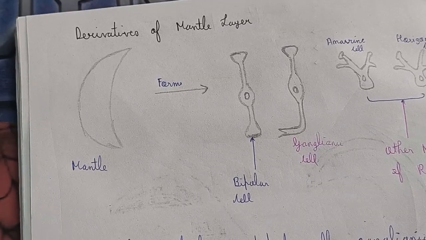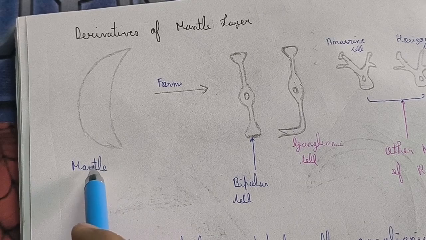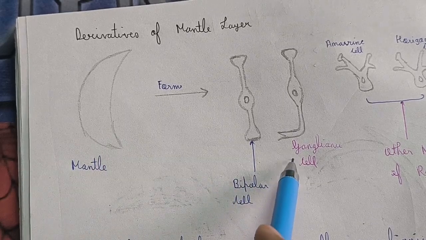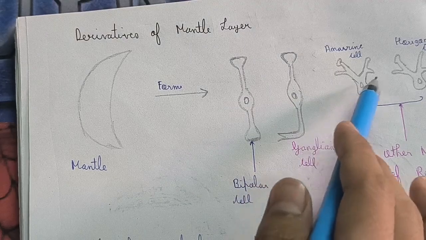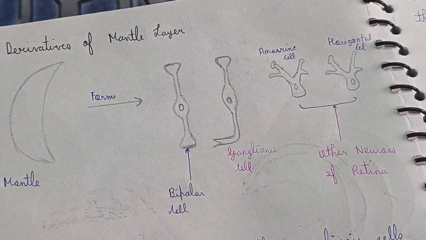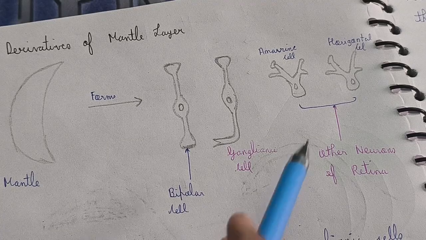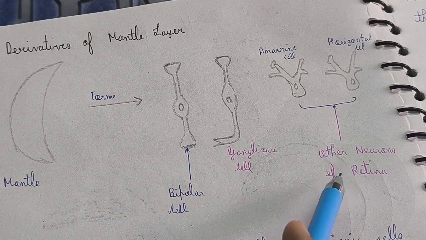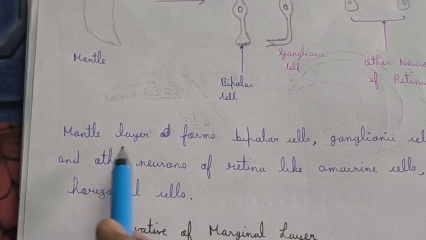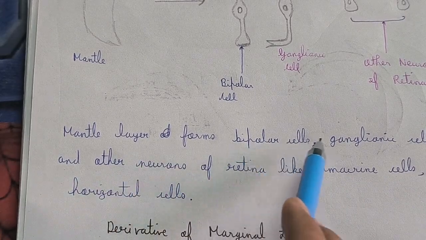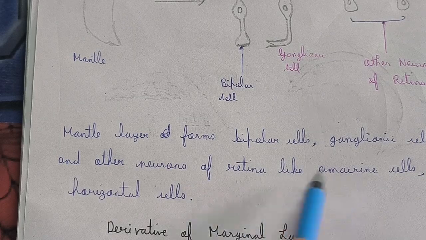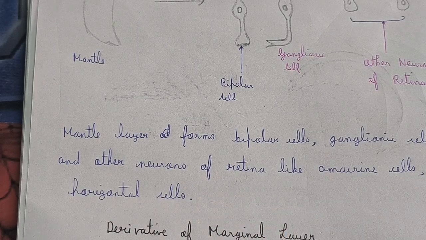Again, the derivatives of the mantle layer: as you can see here, the mantle forms bipolar cells, ganglionic cells, amacrine cells and horizontal cells. And amacrine cells and horizontal cells act as supportive neurons of the retina. So therefore I have written that the mantle layer forms bipolar cells, ganglionic cells and other neurons of the retina, like amacrine cells and horizontal cells.